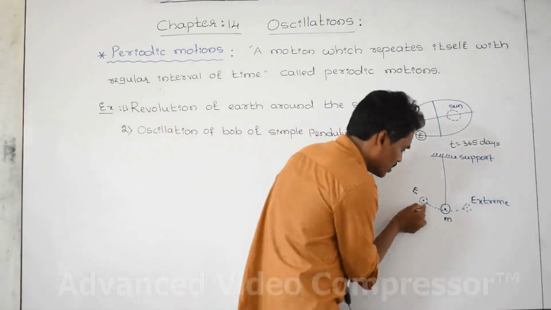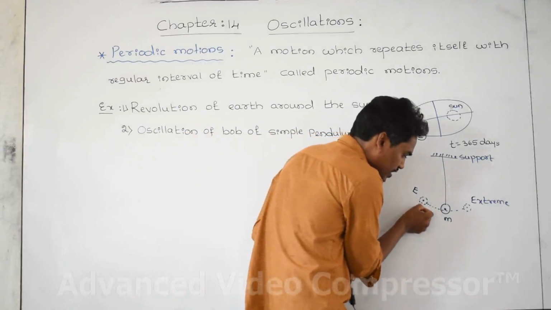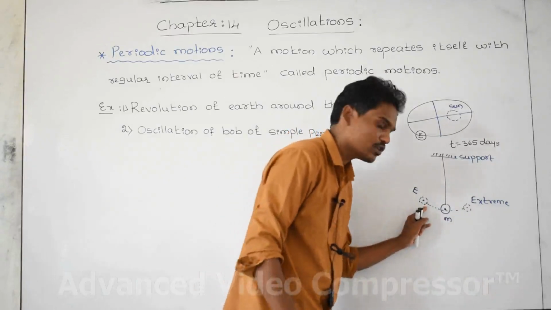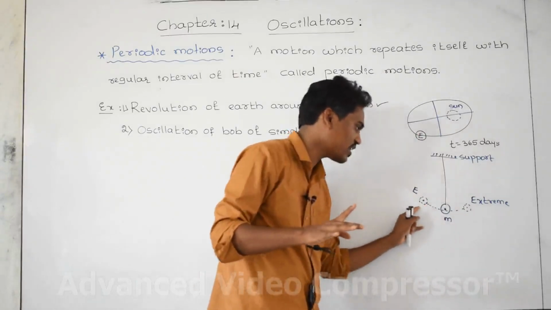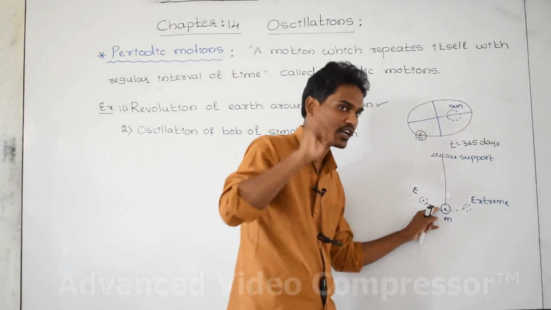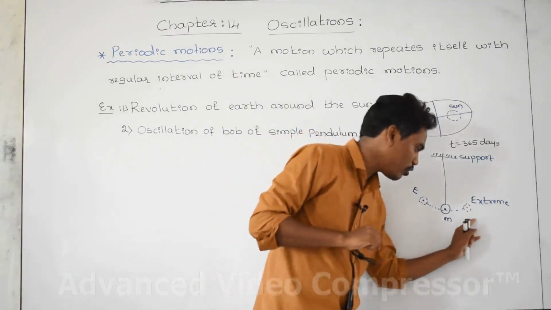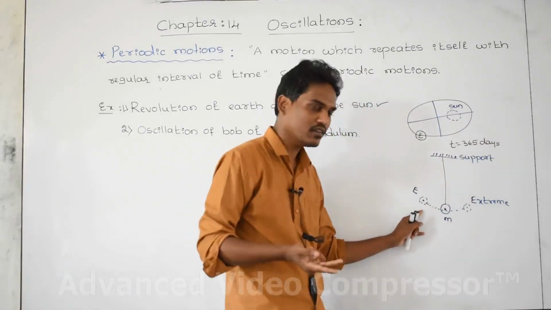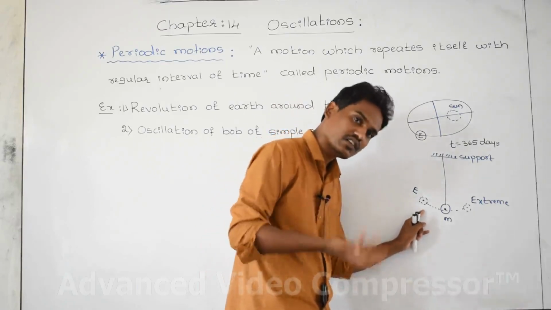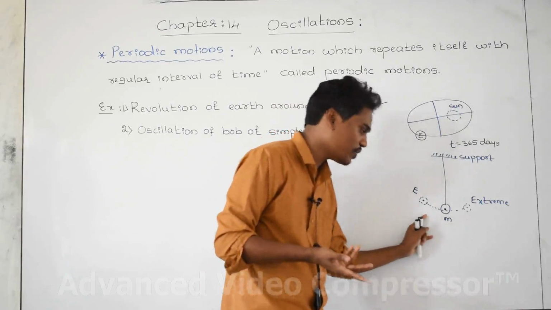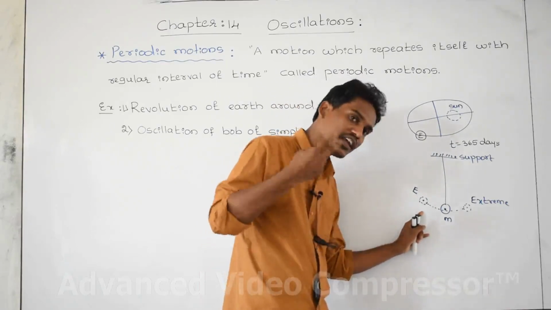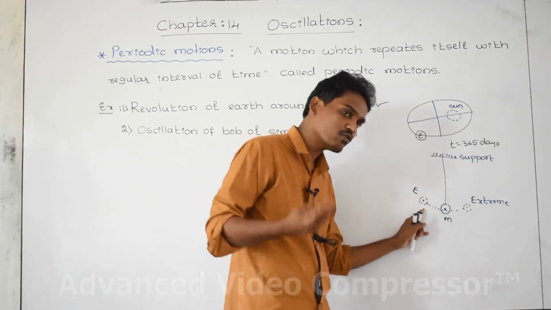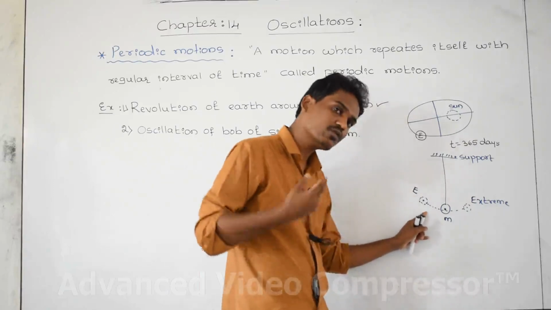Imagine I am releasing the body from this point, it goes here and again comes back. For reference, to complete one cycle the body takes, for example, 2 seconds. For the second cycle, how much does it take? Again 2 seconds. The third cycle again takes 2 seconds. The fourth cycle started, and to complete it the bob takes again 2 seconds. The fifth cycle, again 2 seconds. The sixth cycle, again 2 seconds.